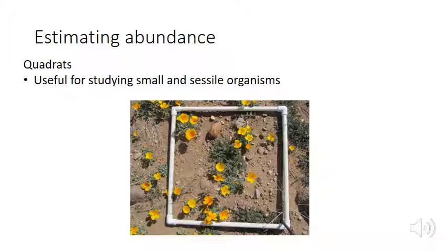So I want to finish this lecture by talking about some techniques that ecologists use to estimate abundance of organisms. The abundance of organisms and how that abundance changes over time and space are among the most fundamental concerns in ecology. We use a number of different tools to estimate abundance. One would be the use of quadrats that you can see in this image here. These are really helpful, particularly for studying small organisms that obviously fit within manageable quadrats, and equally sessile organisms, so organisms that aren't moving around too quickly.